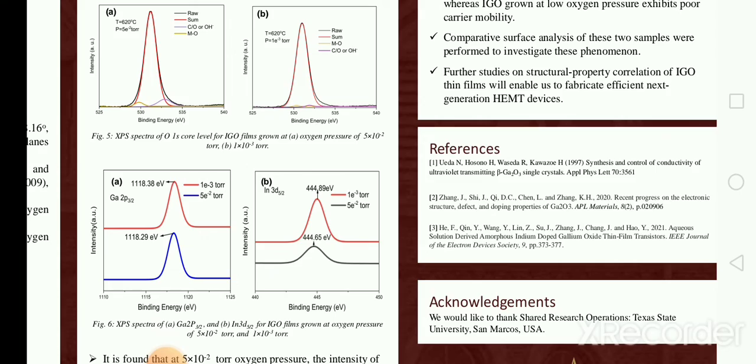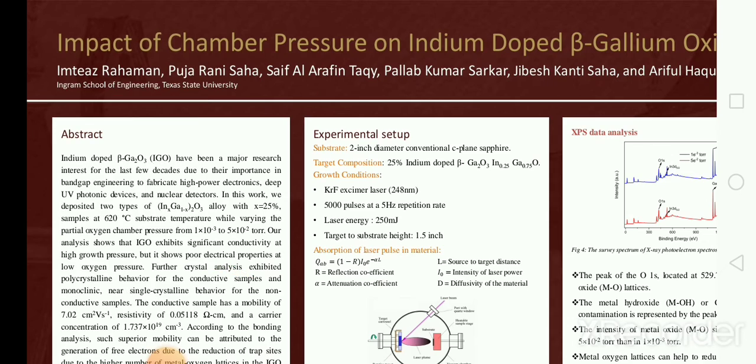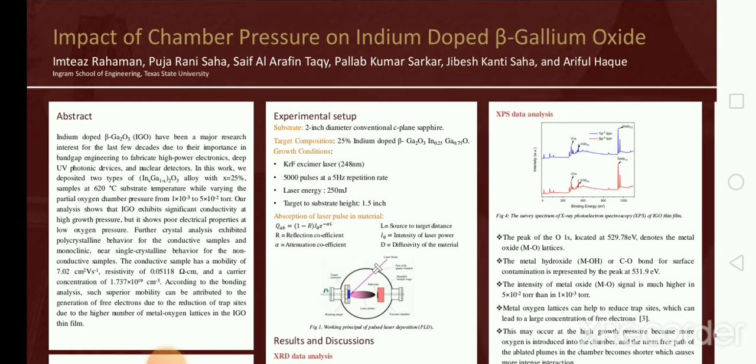Now, I would like to discuss why our research is really important. We achieved excellent electrical properties, including mobility, which is the prerequisite to fabricate any practical devices. So we firmly believe that this research will help to produce practical devices with high performance, such as high power electronics, deep UV photonic devices, and nuclear detectors.